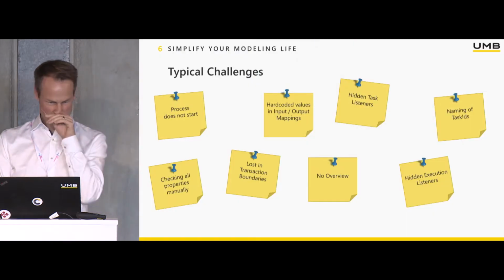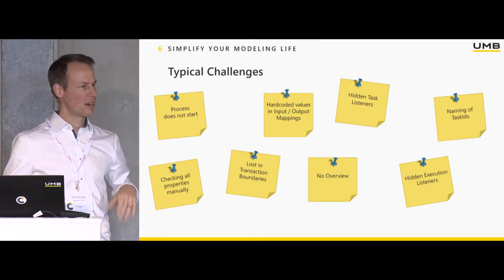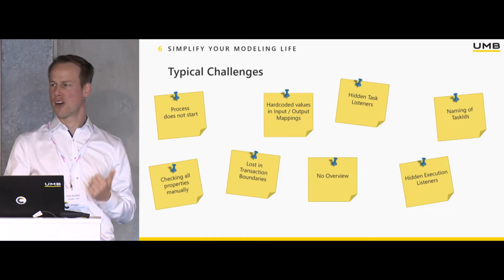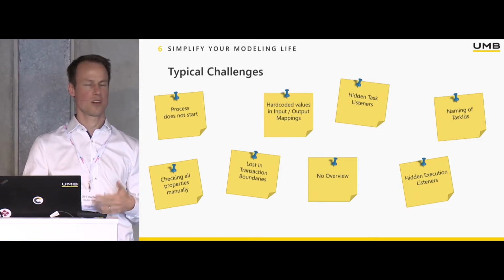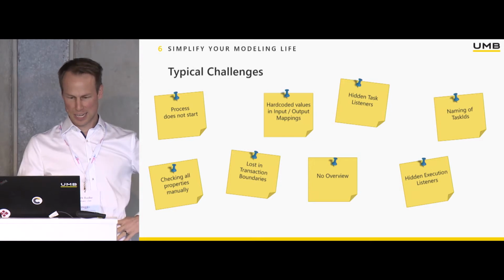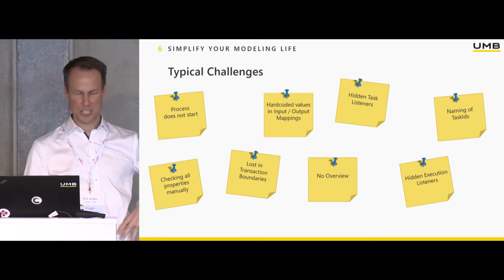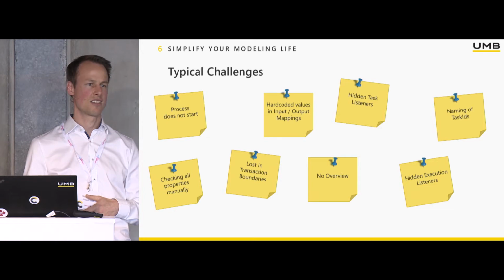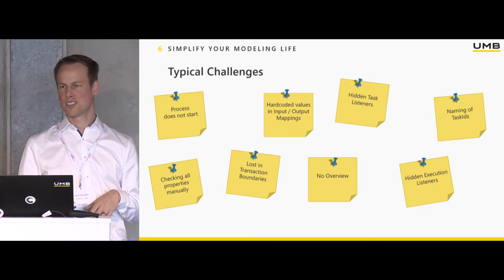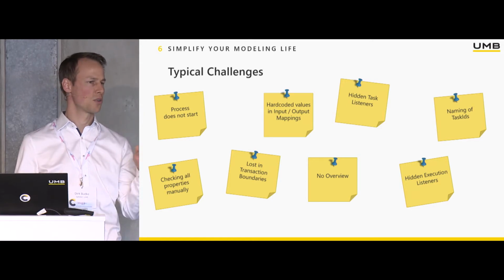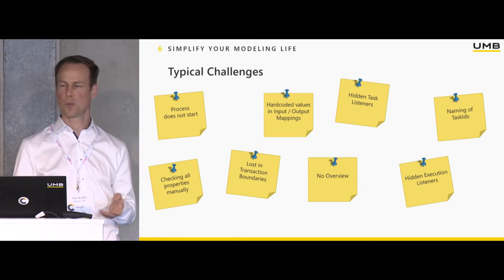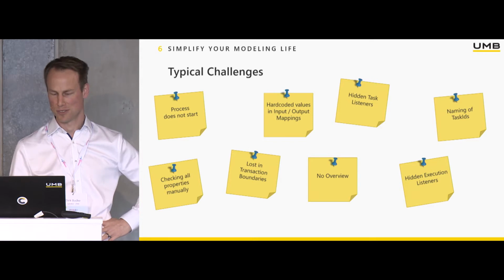Okay, so let's do a quick recap. We had a problem: the process didn't start. That's very, very common. It's very often that you deploy a new process and it's not executable. Then, because we have to integrate some systems, and those systems might not be available, it's very often the case that some values are hard-coded. Input-output mappings are used to create some variables very quickly and hard-code some values.